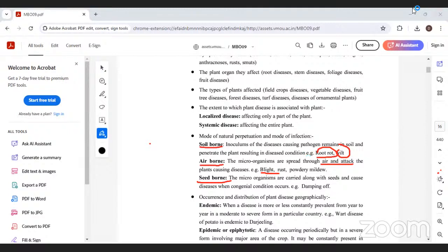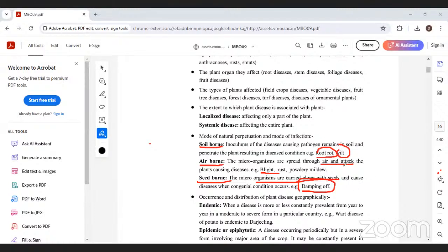Next one is the seed-borne. Seed-borne also: microorganisms are carried along with the seeds. These microorganisms carried along with seeds cause disease when conducive conditions occur. Example, damping off.